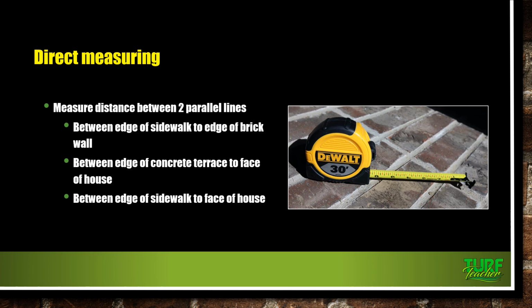Direct measuring is measuring the distance between two parallel lines: between the edge of the sidewalk and the edge of the brick wall, between the edge of the concrete terrace and the face of the house, and between the edge of the sidewalk and the face of the house. And guys, please know how to read a tape measure.